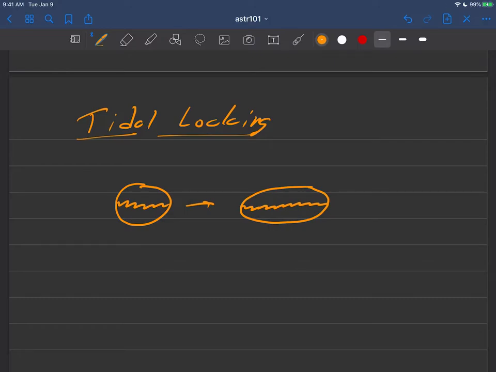So I'll try to make this my final video on tidal locking. Tidal locking is the process that can take a moon and make its orbital time exactly equal to its rotation time, and that's what explains why we always see the same side of the moon.